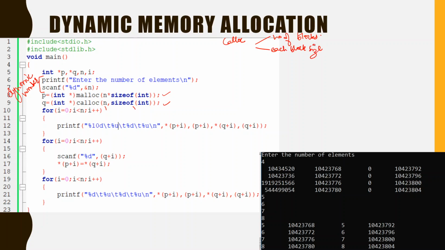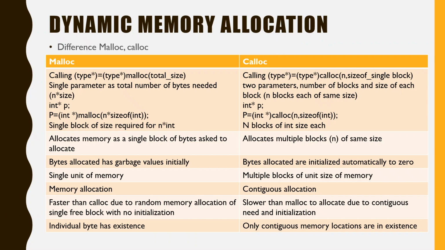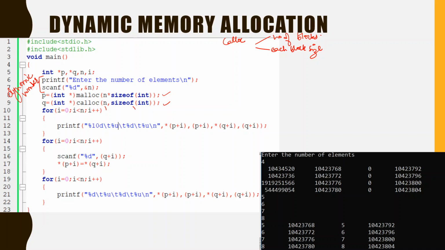Malloc takes everything as a single block of memory. Bytes are allocated as a single unit of memory, and here multiple blocks of unit size of memory are allocated. Here you can see all 16 bytes of memory are allocated in one shot. Here 4 blocks of 4 bytes each are allocated. So that is the difference between calloc and malloc.